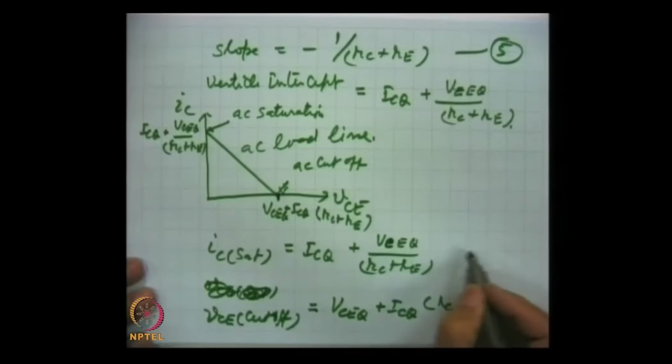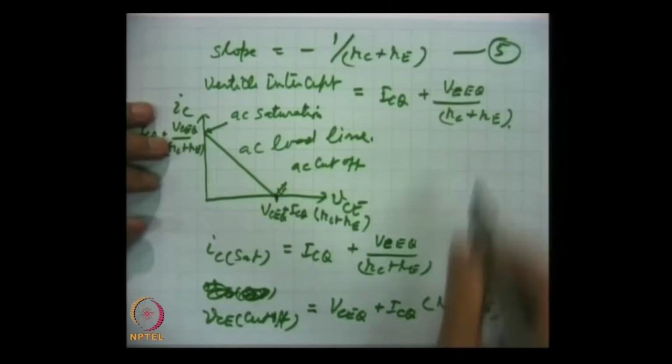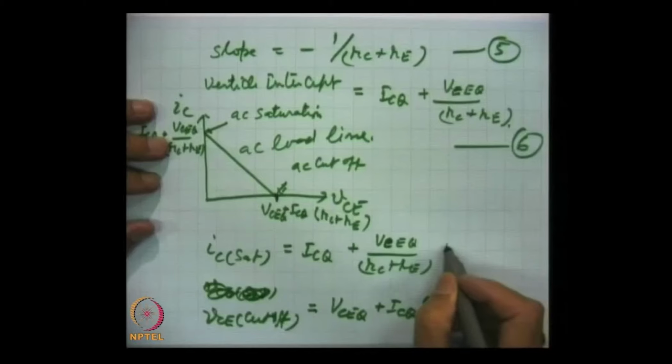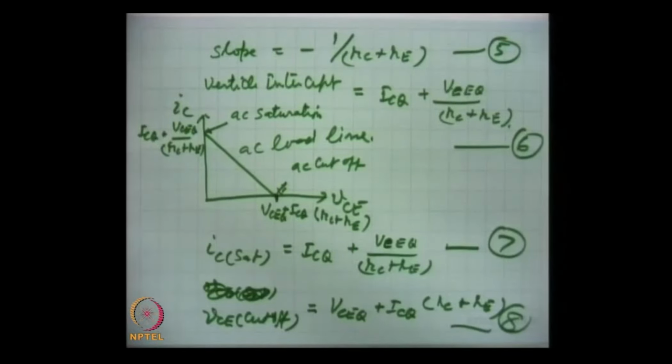These equations, this is equation 6, this is 7 and this is 8. These equations 7 and 8, the IC saturation point and VCE cutoff point, we will have to remember because we are going to use them. The AC load line plays an important role when we plot it over the output characteristics of the power transistor. So we will be doing that.